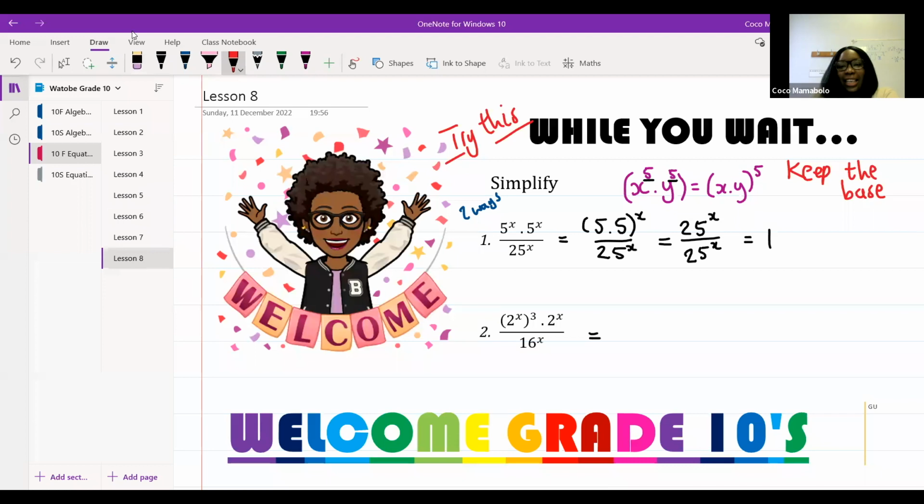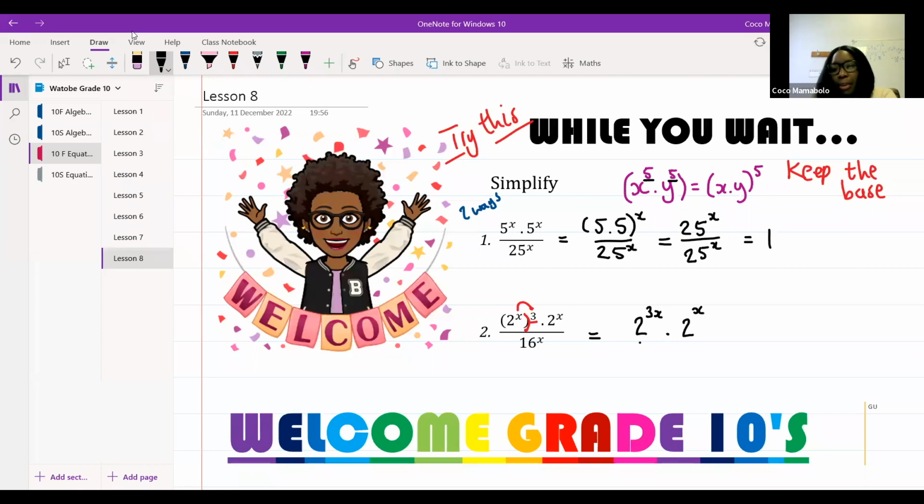All right, over here, guys, down here, I know that I've got 2 to the power of x in brackets to the power of 3. Now, as soon as I see a bracket and an exponent, guys, I'm immediately going to take this exponent on the outside, and I'm going to multiply it with the exponent on the inside. So I'm going to end up with 2 to the power of 3 times x, which is 3x, multiplied by 2 to the power of x.